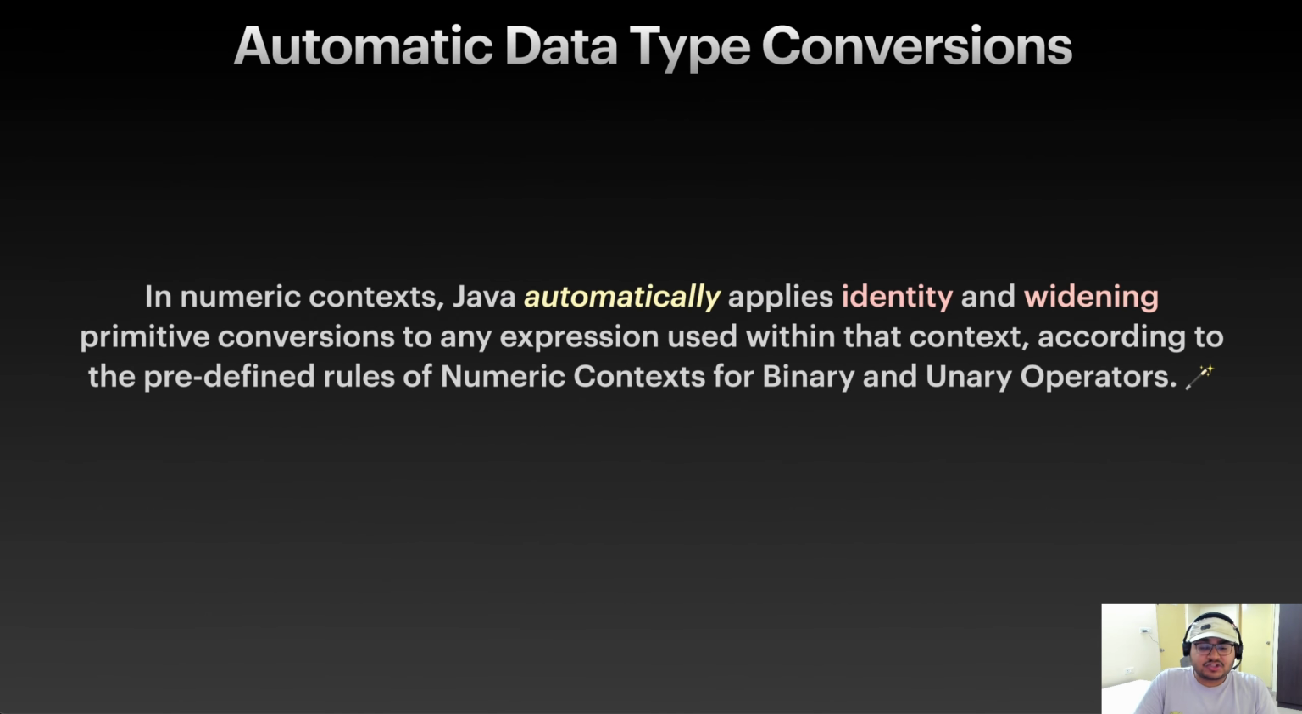In numeric context, Java automatically applies identity and widening primitive conversions, also known as numeric promotions, to any expression used within that context, according to the predefined rules of numeric context for binary and unary operators. So that's it for the numeric context.